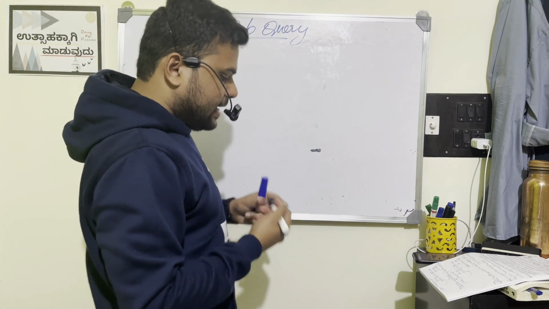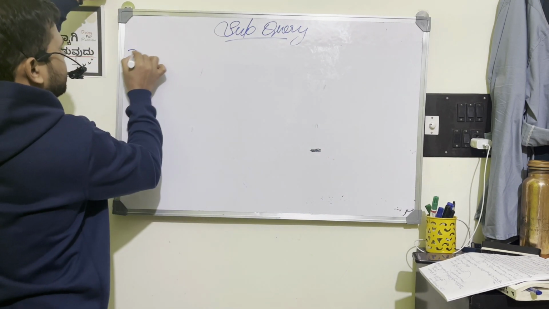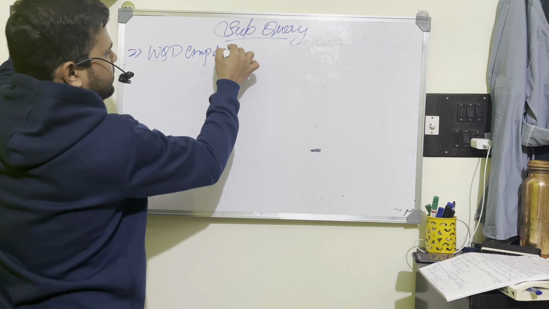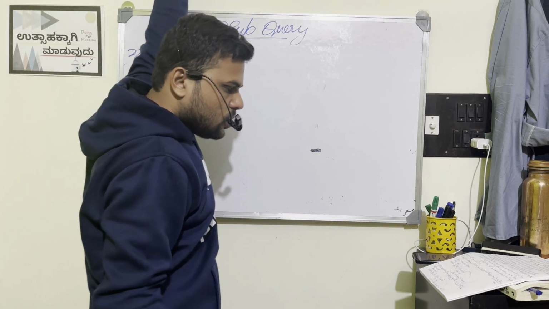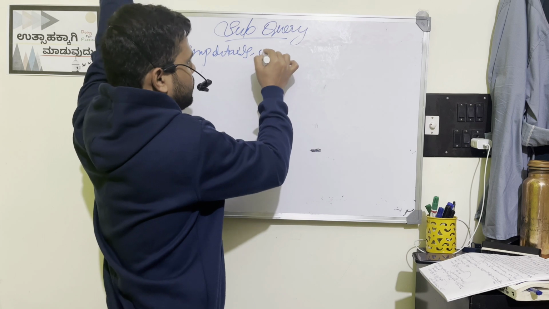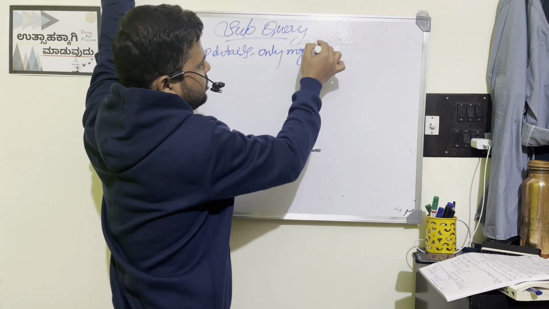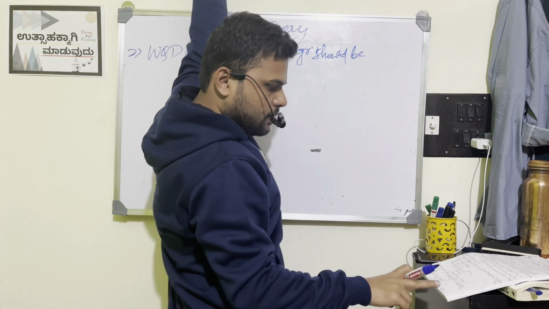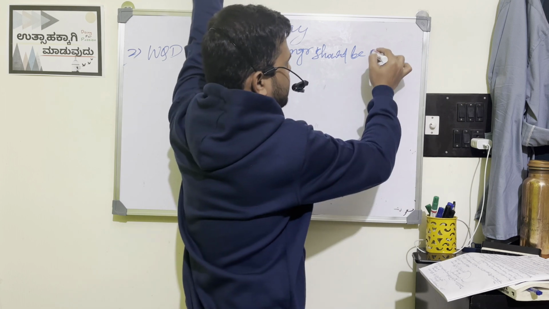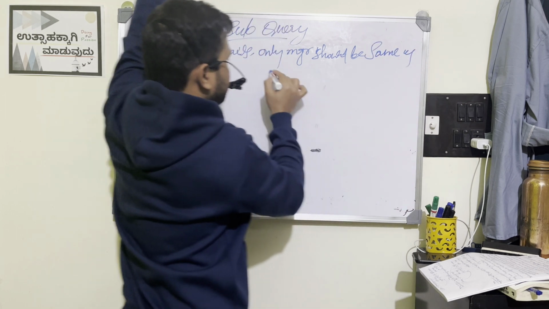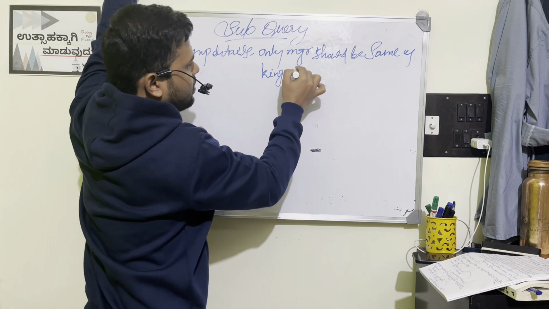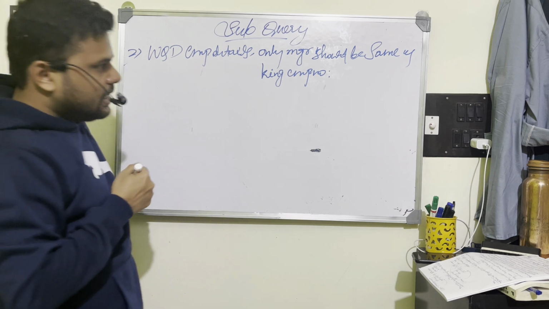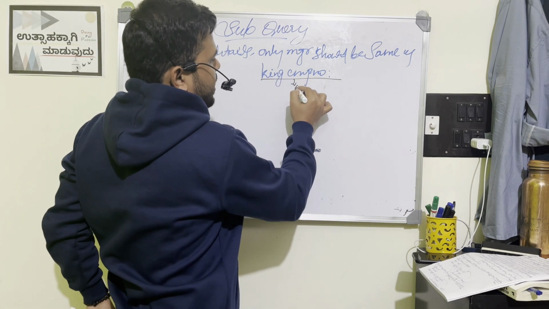Write a query to display employee details. Only manager number should be same as king employee number. We don't know king employee number here. That is the unknown value.